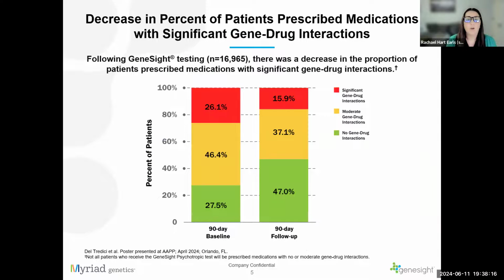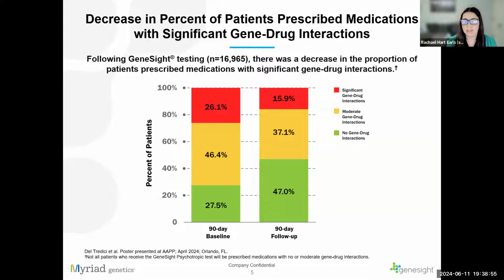What I'm going to orient you to here is, on the left, the 90-day baseline. This is prior to the GeneSight results being shown. And then the 90-day follow-up is after the index date, so 90 days after the provider got access to the GeneSight test. These different colored bars match the green, yellow, and red buckets on our report. Green means no gene-drug interactions, yellow means moderate, and red means significant gene-drug interactions. On the y-axis is the percentage of patients, and here are our two groups: prior to GeneSight testing on the left, following GeneSight testing on the right.